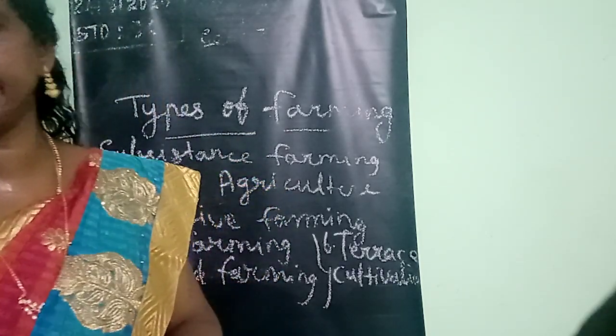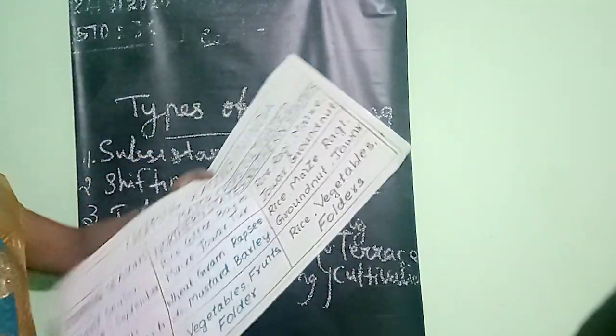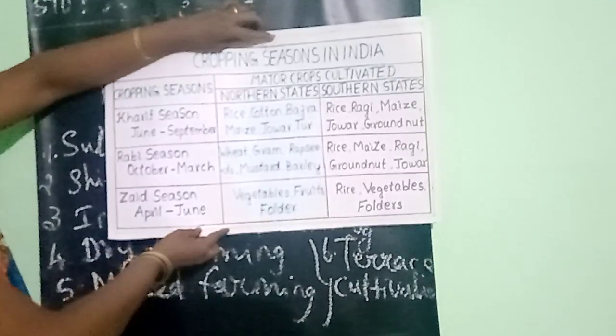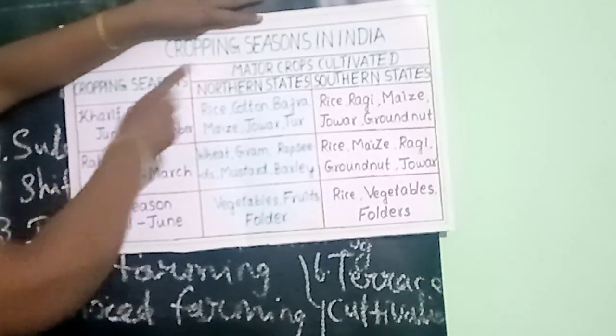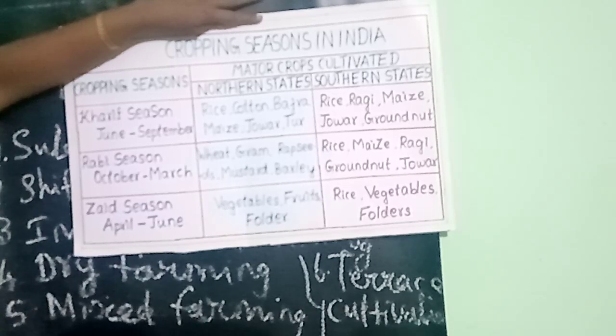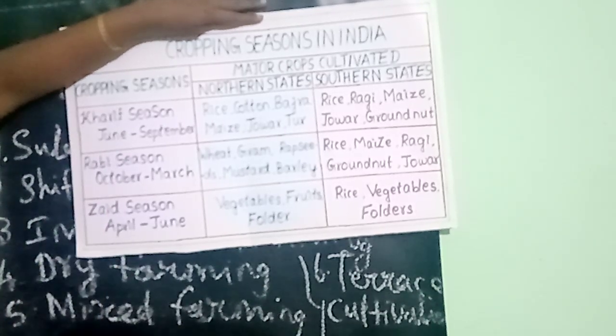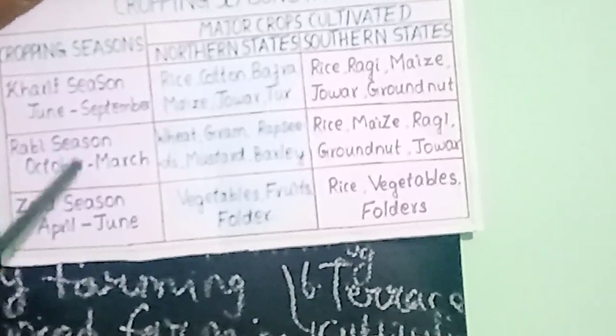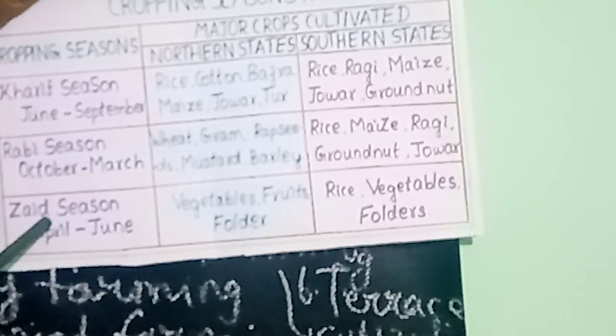Next I am going to teach the different cropping seasons in India. Listen here. These are the cropping seasons of India. There are three main cropping seasons in India. The first one is Kharif season, the second one is Rabi season, the third one is Zaid season.